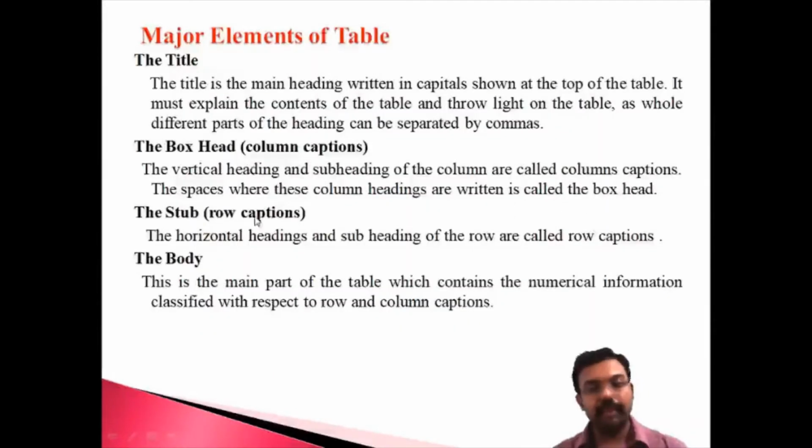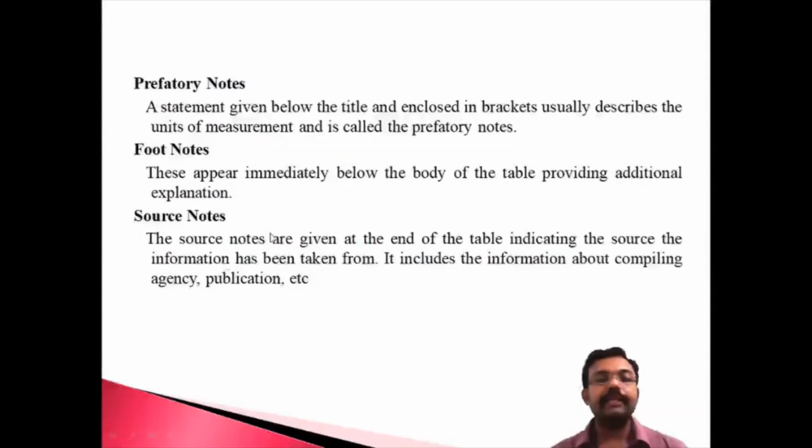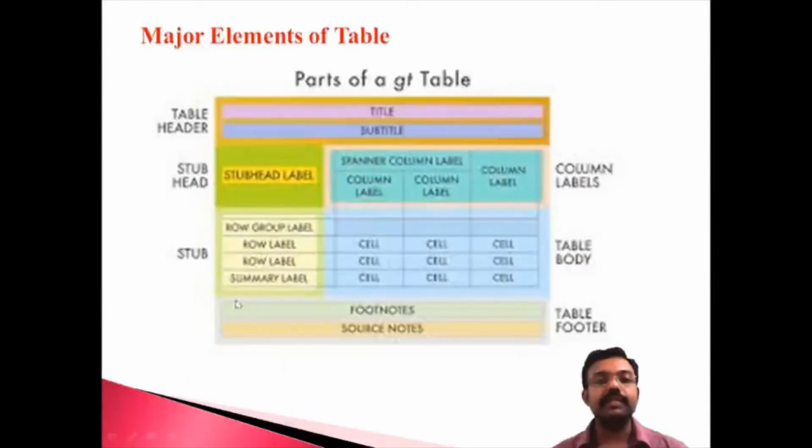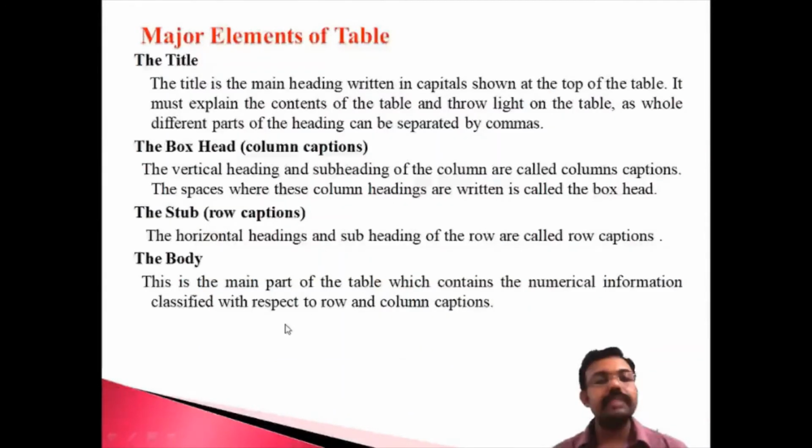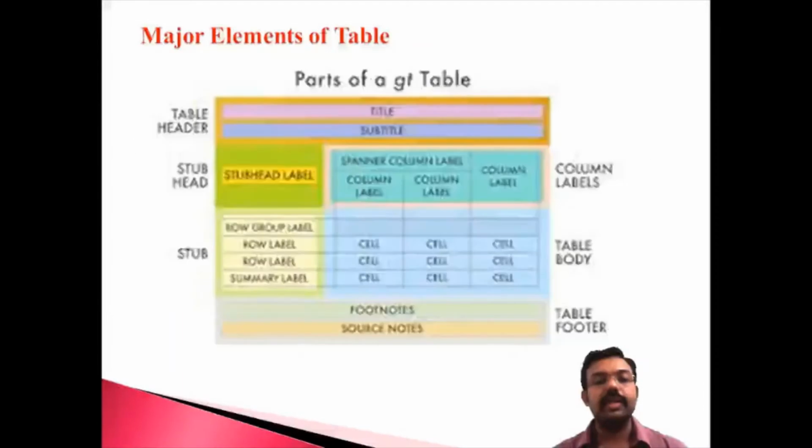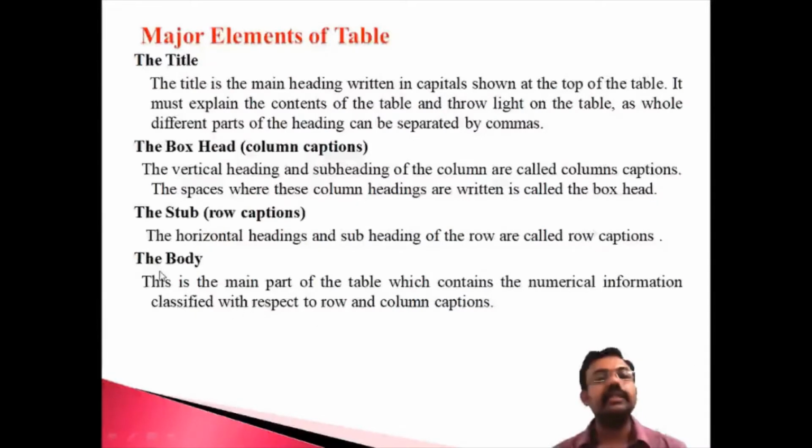Another one is the body of the table. It is a very important element. The table body is the main part of the table, which contains the numerical information classified with respect to the rows and the columns. You can see a lot of information regarding the rows and the columns, and this is known as the body of the table.